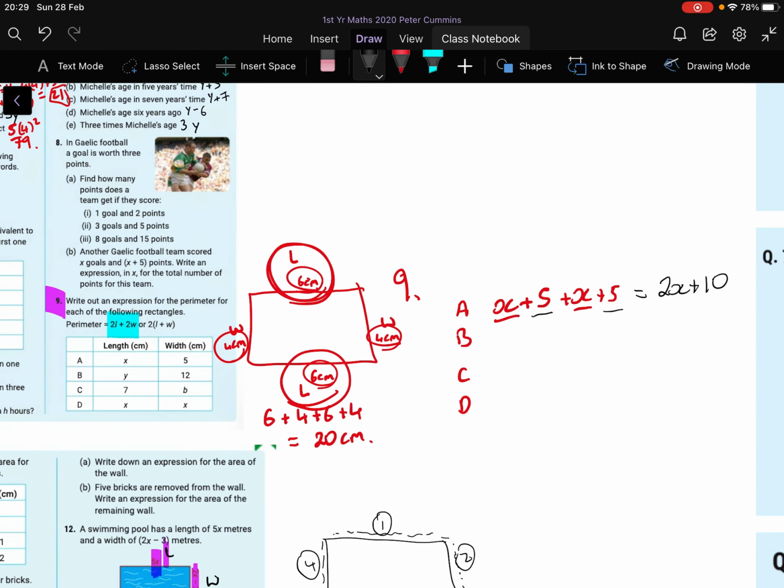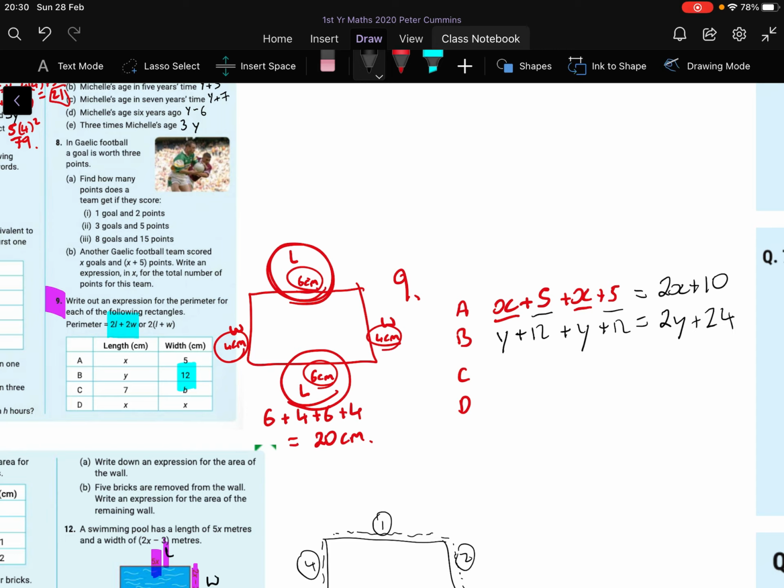Okay. For part B then, our length is y and our width is 12. So what we're going to do is we're going to say, right, there's our length and our width and our length and our width. And we add up our y's, we have two y's and our width. Nope, I've done that wrong, haven't I? Look, B, the width is 12, not 5. I was taking the part from part A again, apologies. Get rid of the 5's, stick in 12's. So it's 2y plus 24.